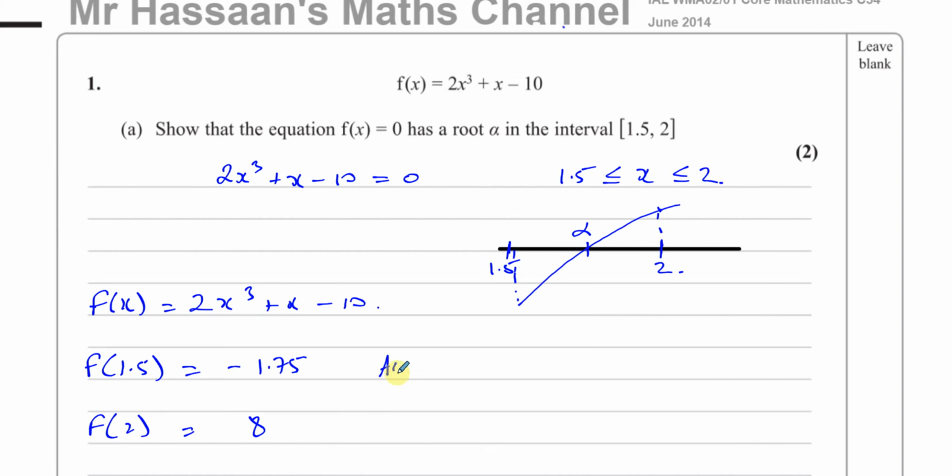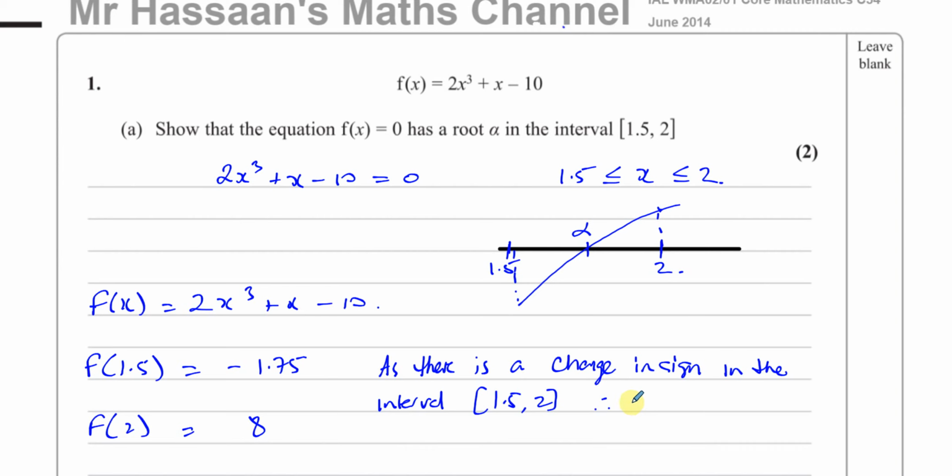So you can say, as there is a change in sign in the interval between 1.5 and 2, therefore there is a root, which they've asked us to call alpha, in that interval.